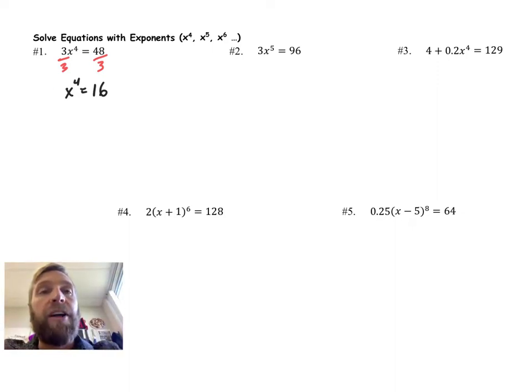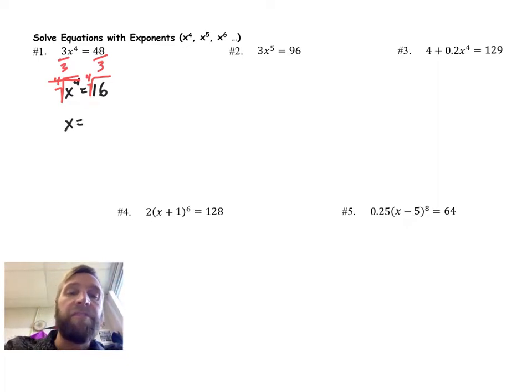So I'm going to draw that square root on both sides, but I'm going to make sure that it is the 4th root, so that little 4 exponent sitting on that ledge, that's going to go ahead and cancel out the 4th power with that 4th root. That gives me the x all by itself, and now I need to type in the 4th root of 16.